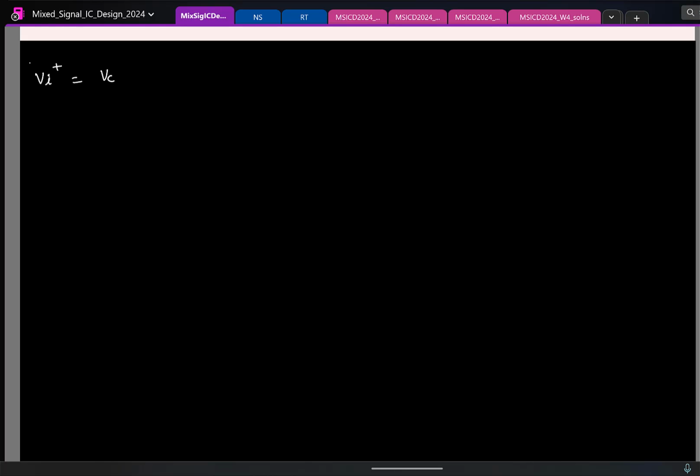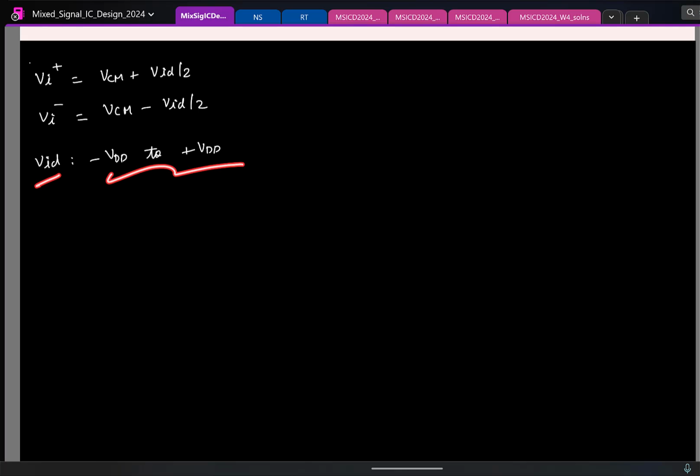The positive input will be the common mode plus half the differential input. The negative was the common mode minus half the differential input. And recollect, the range the differential input can take is from minus VDD to plus VDD, which means we have to quantize the differential input in this range.